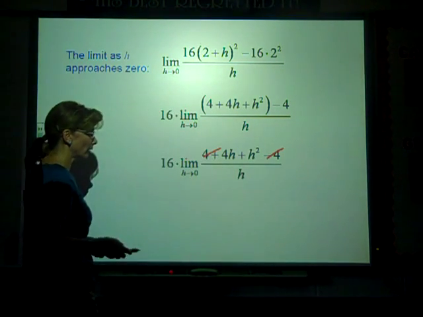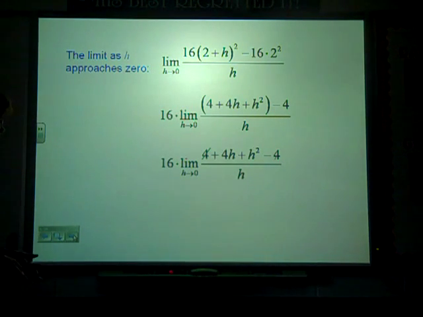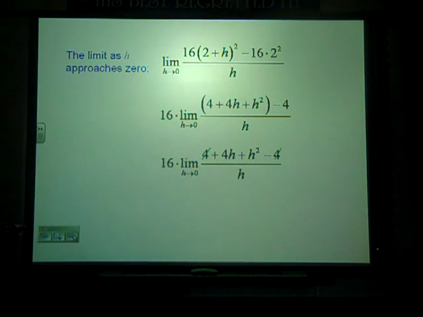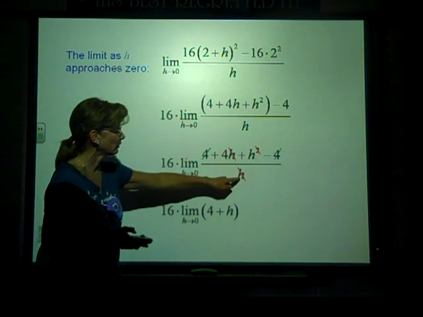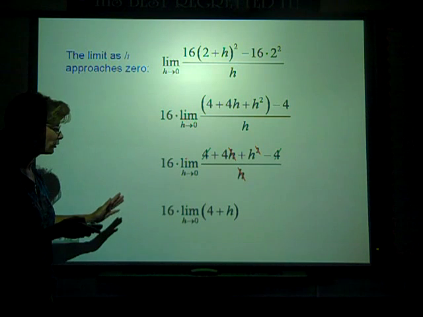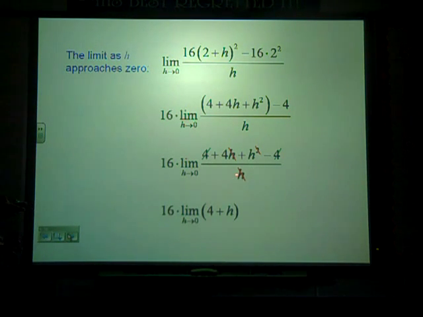4 minus 4 is 0. And the h's are going to factor out, and we're going to be left with 16 times the limit as h approaches 0 of 4 plus h. Now this is beautiful because we couldn't substitute 0 in for h here, because if we did, we'd have 0 in the denominator. Can't be done. But if we factor h out of this, notice now we can substitute 0 in. And we'll just get 16 times 4, which is 64, which is what we saw in the table.